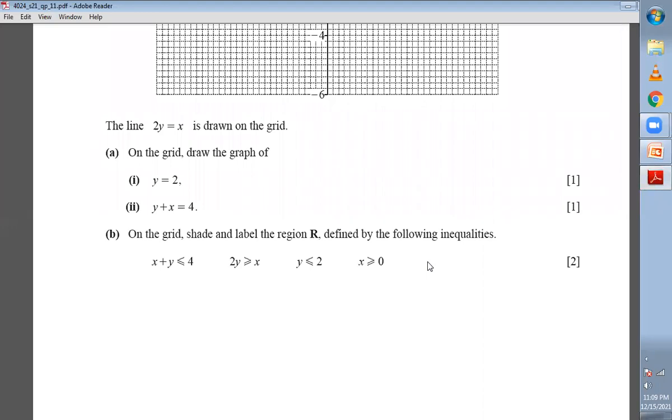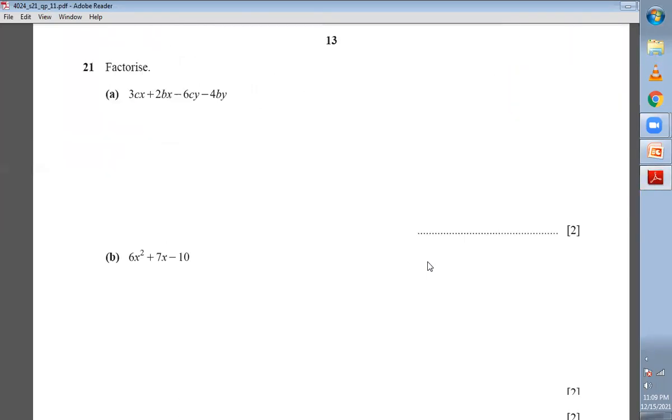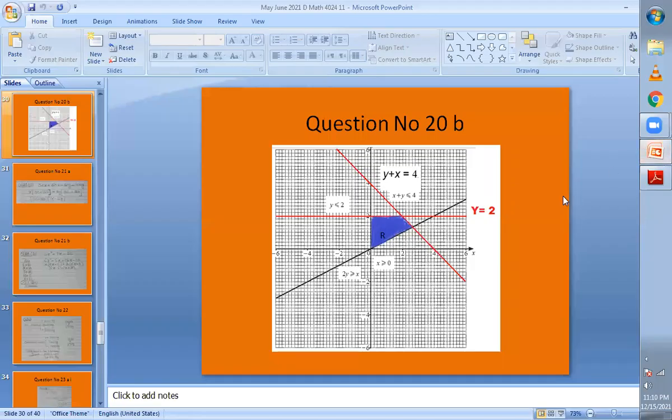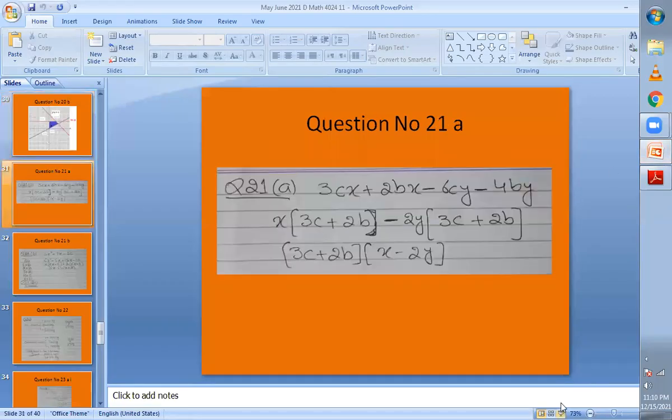Okay, so that was a 2-mark question, and let's go to the next question. Question number 21 is on your screen. It says: factorize 3cx plus 2bx minus 6cy minus 4by. It's a 4-term expression and you have to factorize it. So let me show you how I have done this.